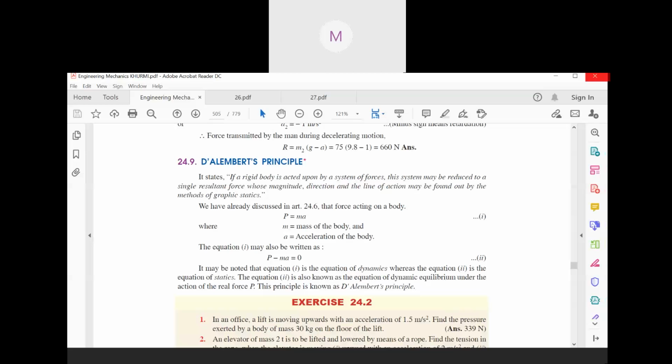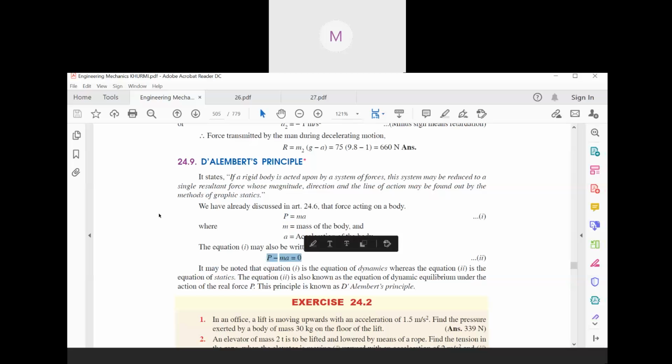D'Alembert's principle states that if a rigid body is acted upon by a system of forces, this system may be reduced to a single resultant force whose magnitude, direction, and line of action may be found out by the methods of graphic statics. Now you all know that P means F, F for force. So F equal to ma, where m is the mass and a is the acceleration. Now in D'Alembert's principle, what we can write is P minus ma is equal to what?